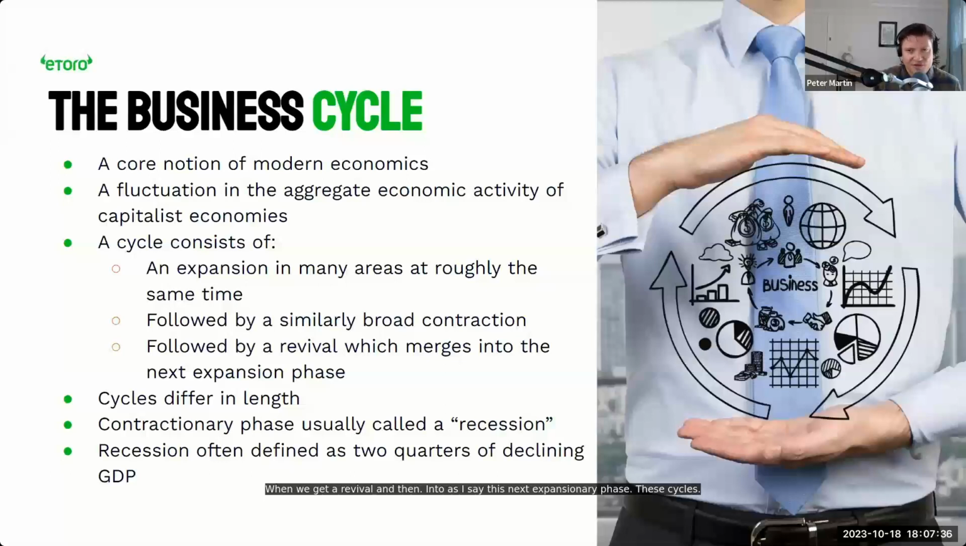These cycles of contraction and expansion differ in length. In fact, no two are exactly alike. We often call the contractionary phase a recession. The strict, technical definition of a recession is two quarters of declining GDP.